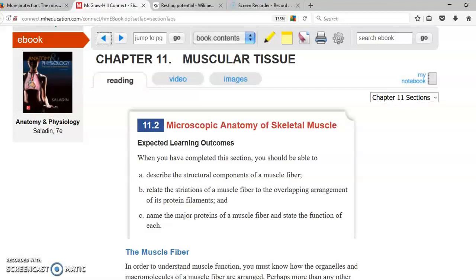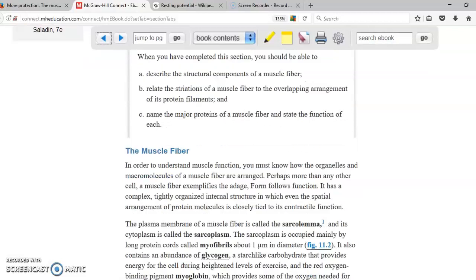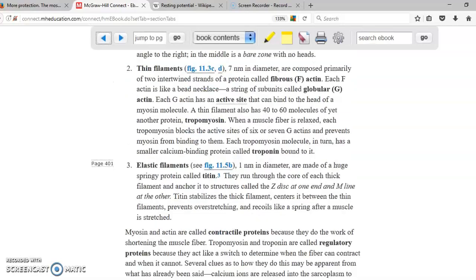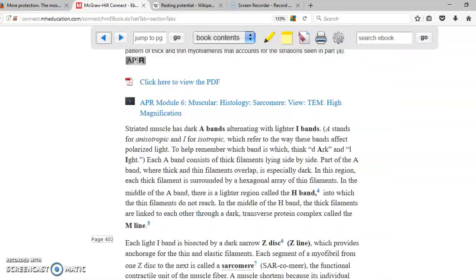So the next item that we have in this chapter is microscopic anatomy of the skeletal muscle. So let's take a look at some of the characteristics that we have right here. This is the muscle cell here in yellow, and inside the muscle cells you have myofilaments and myofibrils. Myofilaments are the machinery that will allow the muscle to contract. And let's scroll down so we can see that part right here.